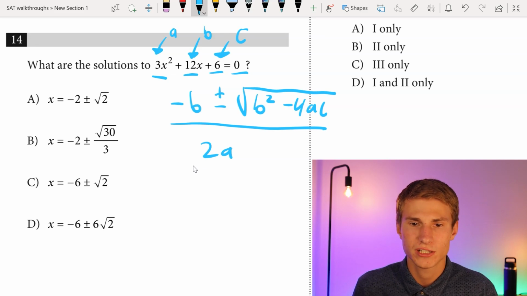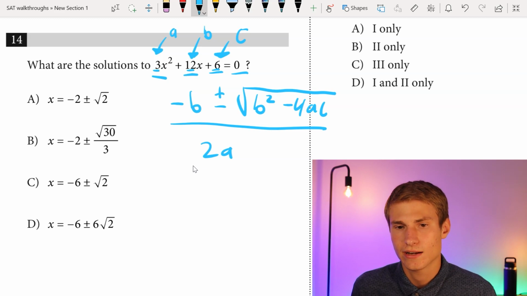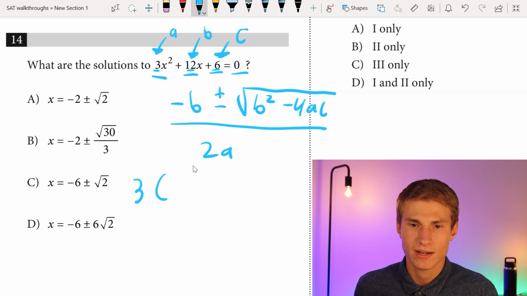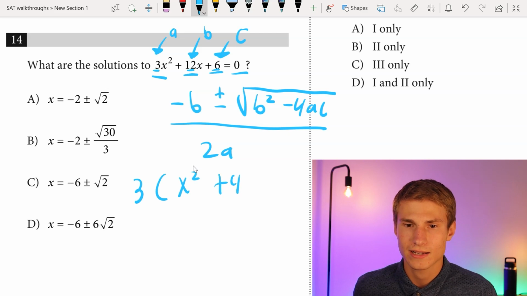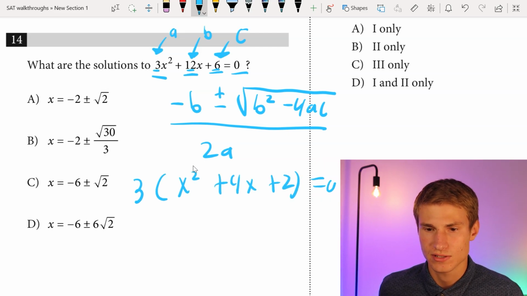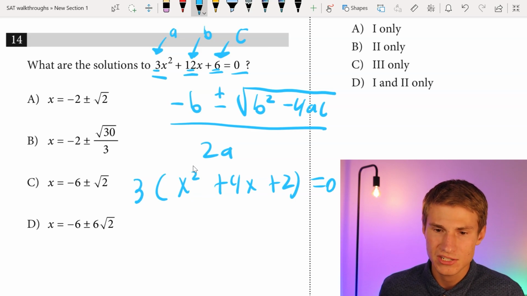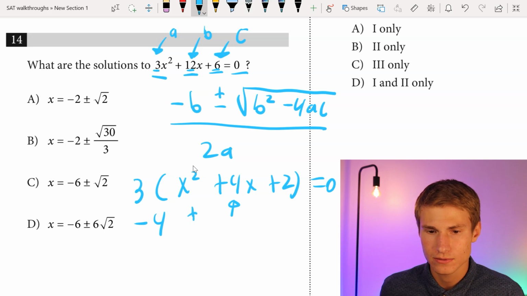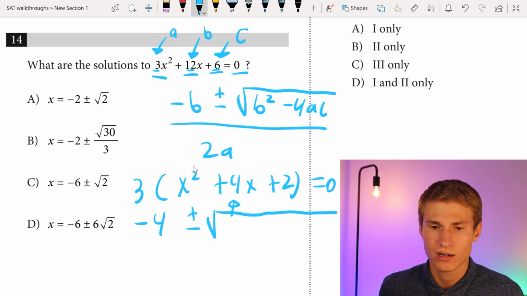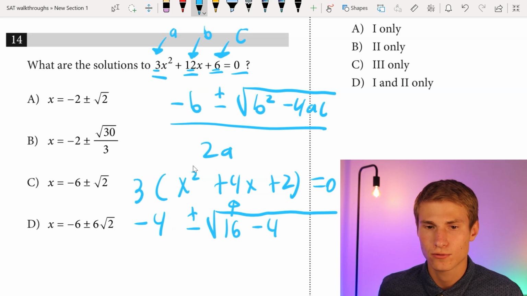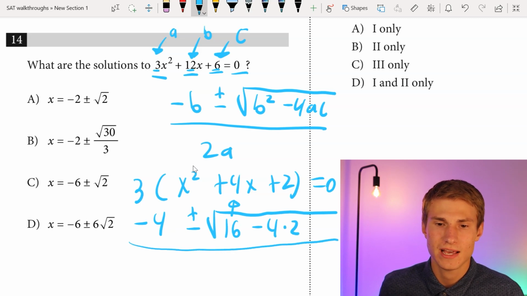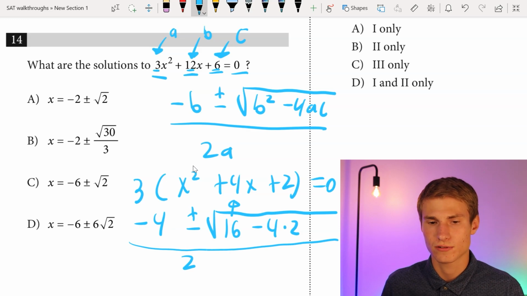All right, from here, the other thing that jumps out to me is that 3 is a factor of 12, of 3 obviously, and of 6, so I can go ahead and factor 3 out. I'm going to have 3 times x squared plus 4x plus 2 is equal to 0. Now I see that my b term is 4, so I'm going to plug that in: negative 4, plus or minus the square root of 4 squared. 4 squared I know will give me 16, minus 4 times a, which is 1, times c, which is 2. Next, I have to divide that all by 2 times a. I see a is 1, so I'm just going to put that over 2.